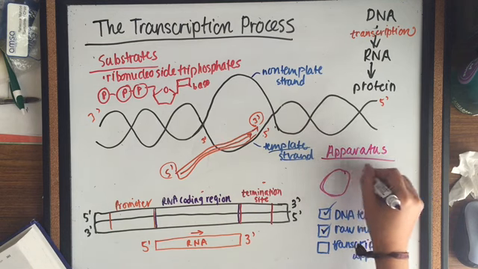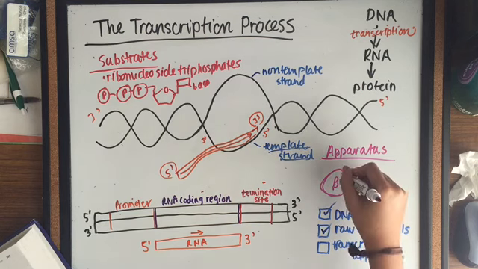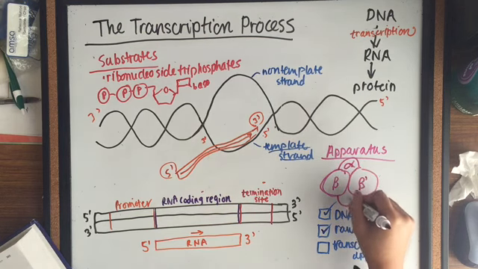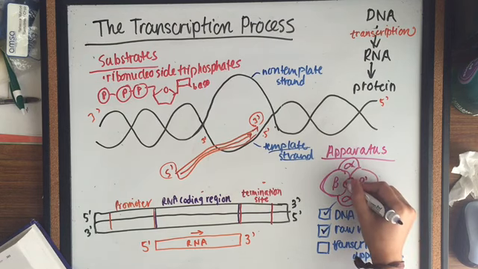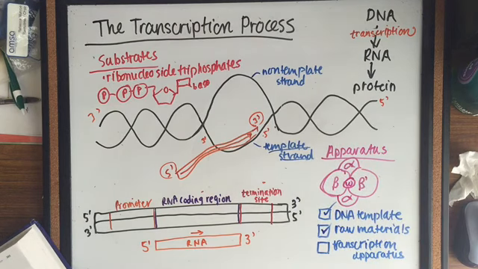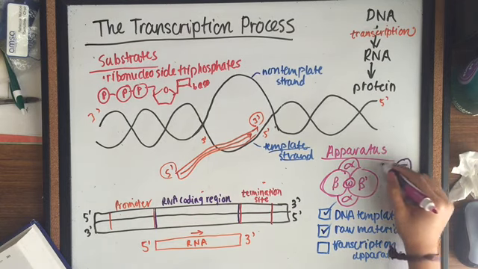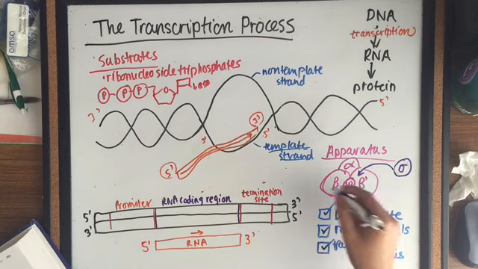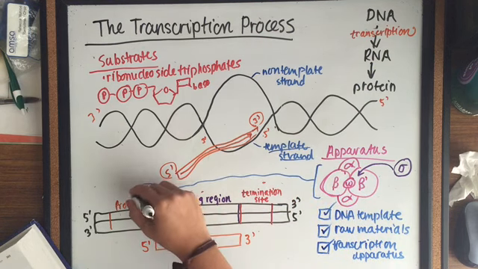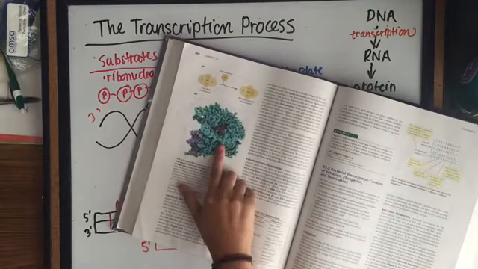Now let's look at the apparatus. The apparatus is a protein that has 2 beta molecules, 2 alpha molecules, and an omega molecule. There's something called the sigma factor that binds to it in order for the whole transcription process to take place, which binds to the promoter. Like this.